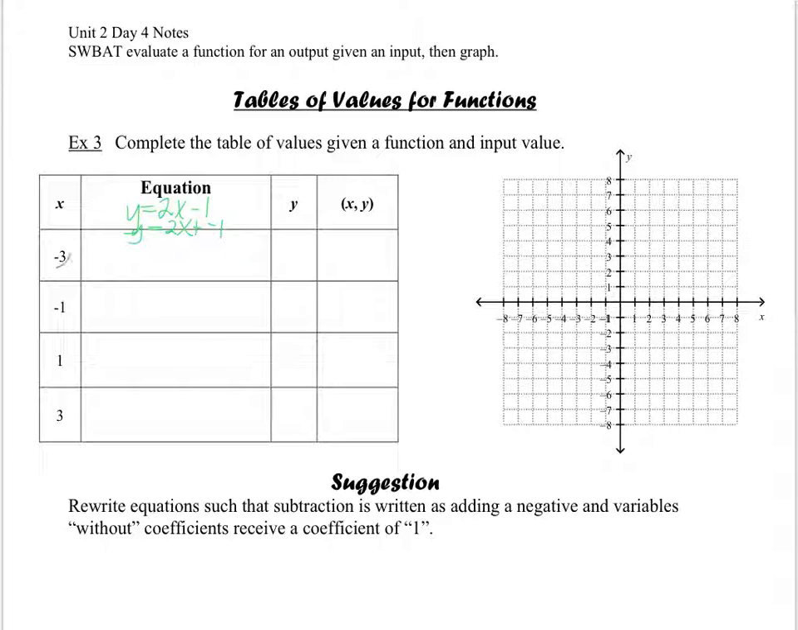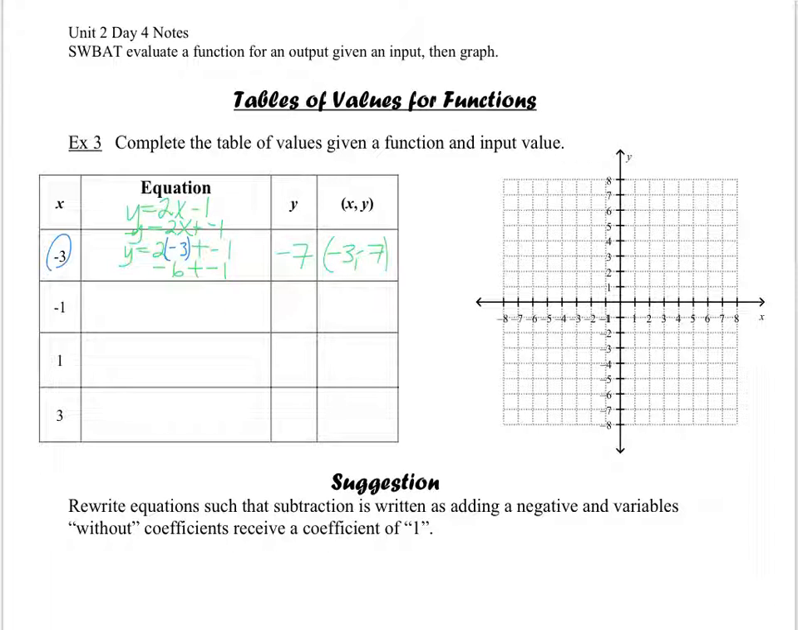So we have an input of negative 3 to begin, and I'm solving for my y when I plug in negative 3 instead of x. Everything else in the equation stays true. From here, I simplify. Negative 6 plus negative 1 is negative 7. So that is what my y equals, and that generates an ordered pair of negative 3, negative 7.